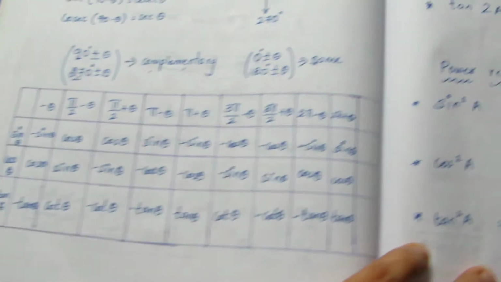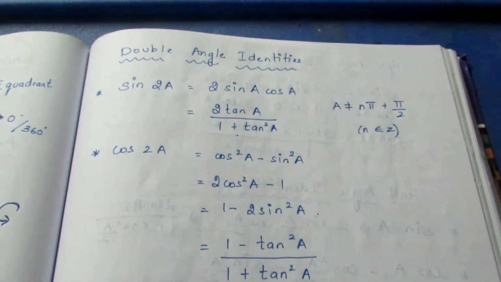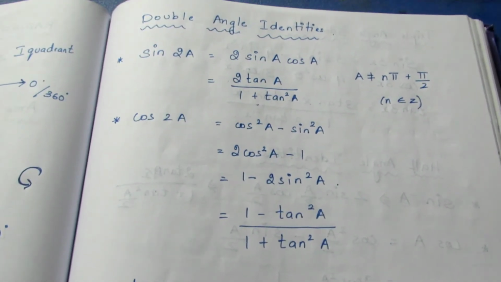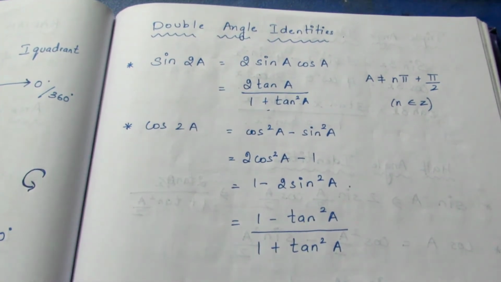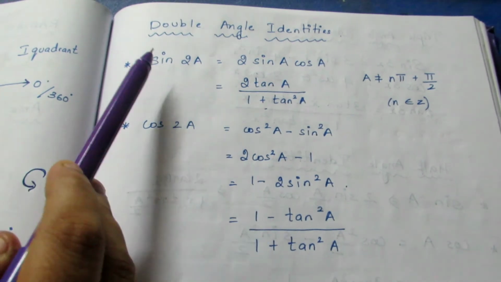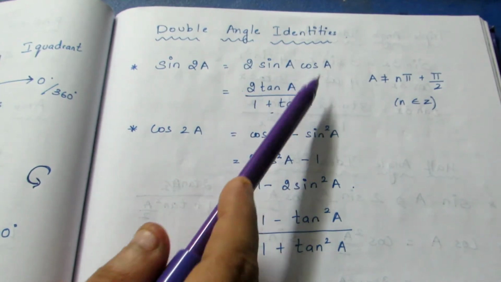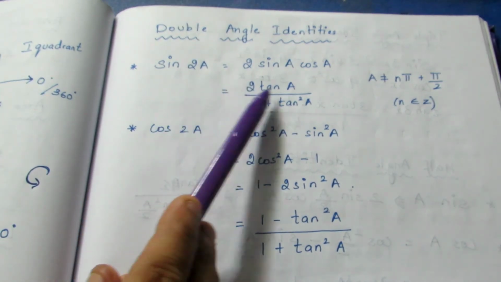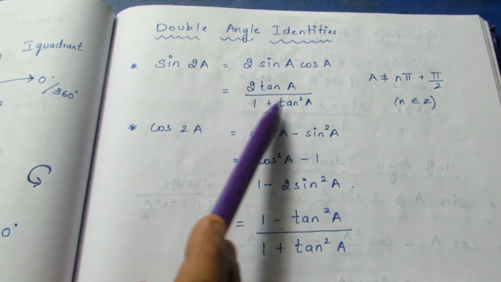Now we'll move on to some identities which we are going to deal with this year. New identities. Here it is the double angle identity. Double angle means 2a. If 2a comes, what are all the formulas for 2a? Sin 2a equal to 2 sin a into cos a. It can also be written as 2 tan a by 1 plus tan square a.